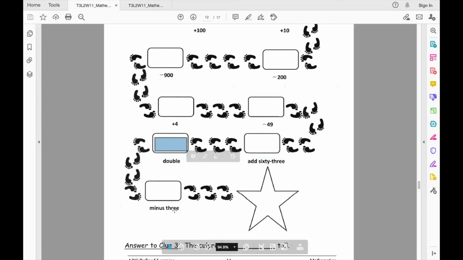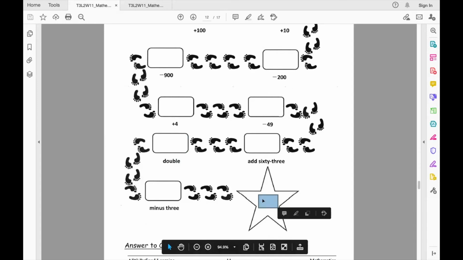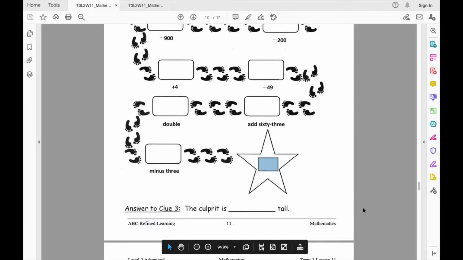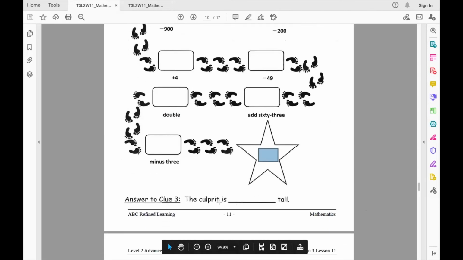And eventually, after you do the last step, you'll get a final answer that you can just write inside the middle of the big star. And that way, it will tell you how tall the person who did the bad thing is. It'll tell you the culprit is what tall. So how many centimeters tall he or she is. Because we don't know if it's a boy or girl yet.